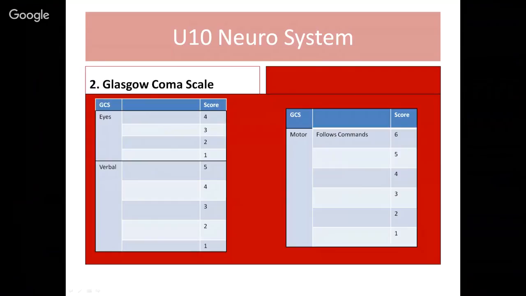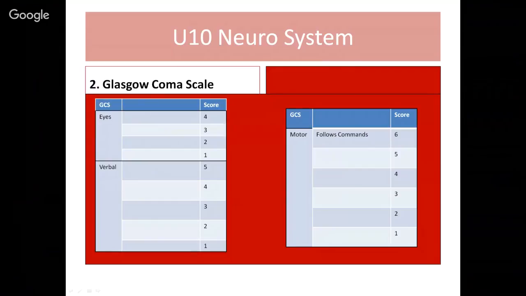Verbal means they answer every question that we ask correctly, like we ask their name. That's 5. Perfect. Their name and their time of the day, what time of the day is today, and the name of the president. And that's when it's spontaneous. That's normal. They're totally aware. They answer appropriately. Alert and oriented.